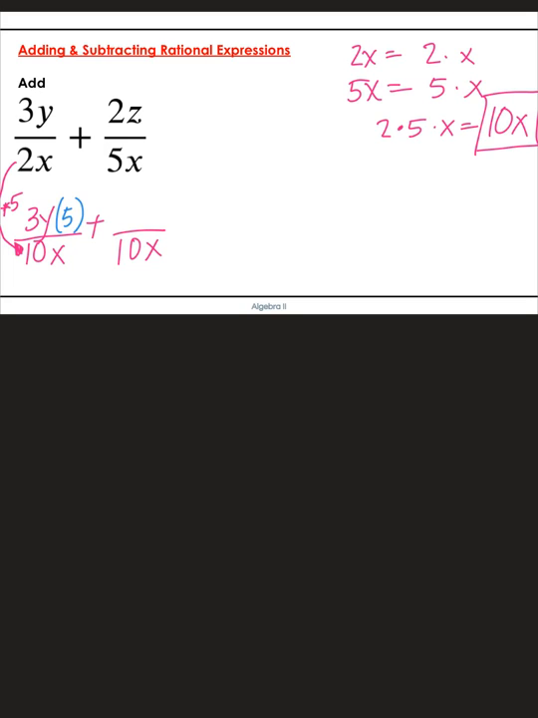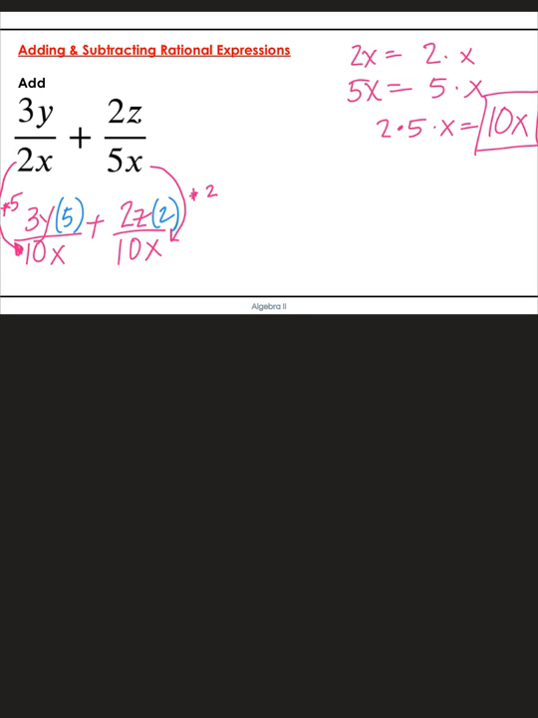Same thing for the other side. I already have 2z because that doesn't change. How do I get from 5x to 10x? I have to multiply by 2. So then I'm going to multiply the numerator by 2.